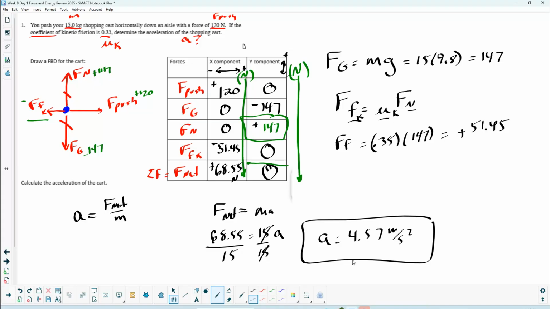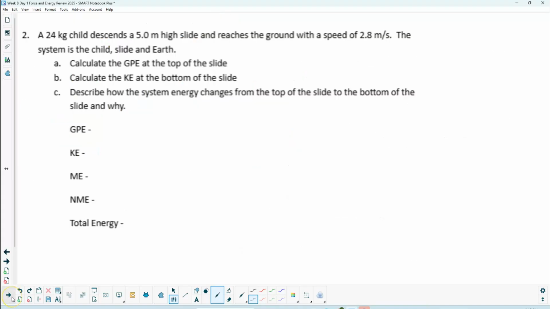Okay. The next question is dealing with some energy. It says a 24 kilogram child descends a 5 meter high hill slide and reaches the ground with a speed of 2.8 meters per second. The system is the child, slide, and Earth, and we're going to calculate the GPE at the top, the kinetic energy at the bottom, and then C says describe the system energy change from the top of the slide to the bottom of the slide and why those things are happening. So we're going to talk about all the different energies and how they're changing.